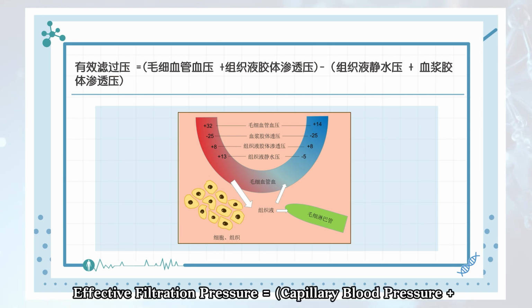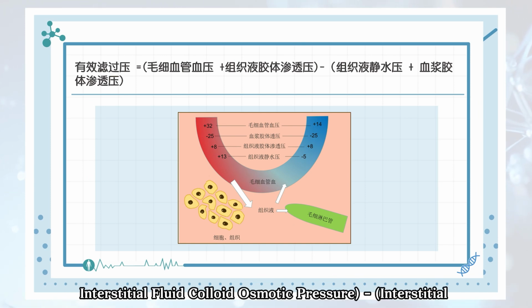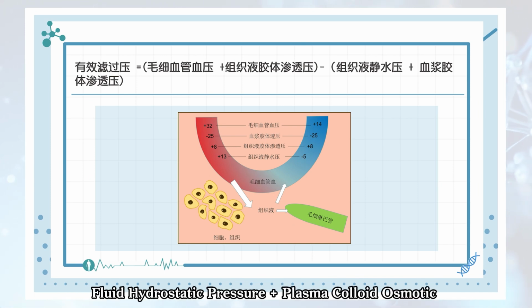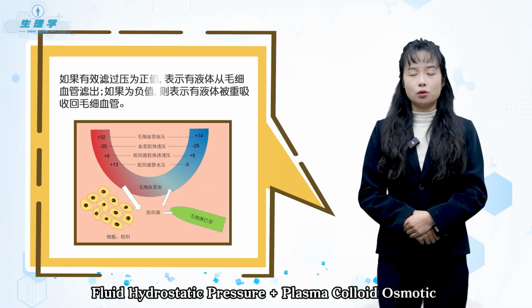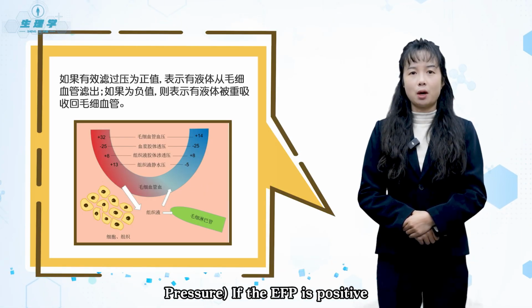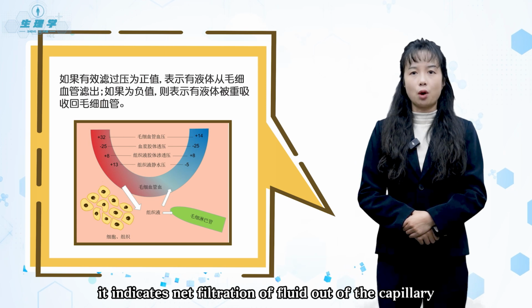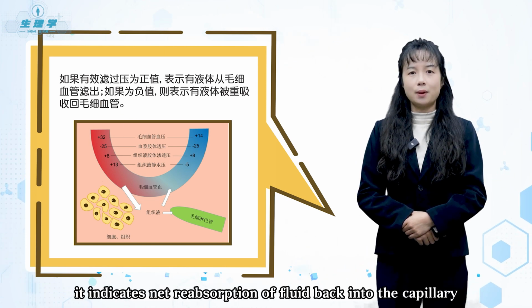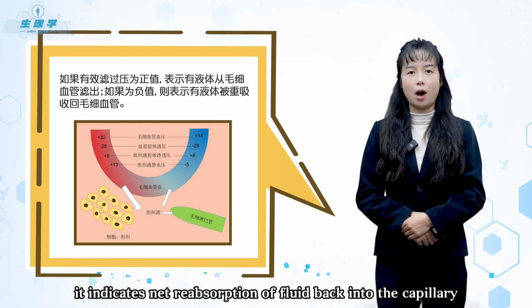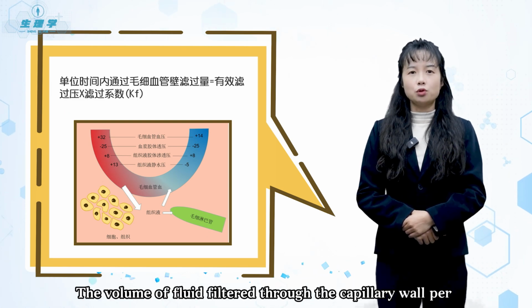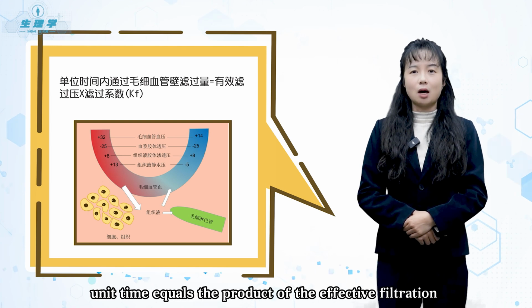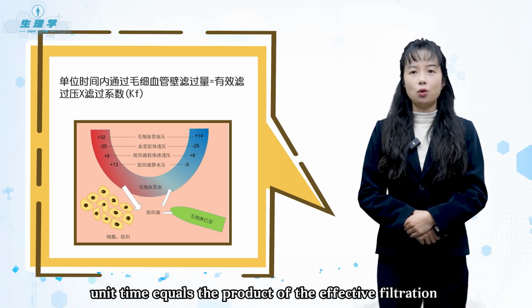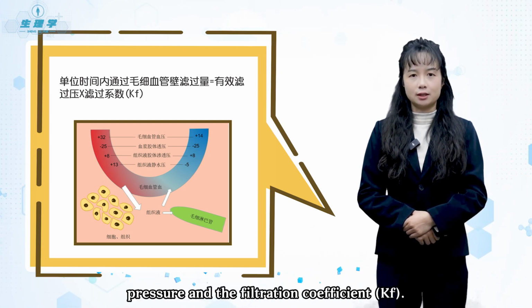Effective filtration pressure equals (capillary blood pressure plus interstitial fluid colloid osmotic pressure) minus (interstitial fluid hydrostatic pressure plus plasma colloid osmotic pressure). If the EFP is positive, it indicates net filtration of fluid out of the capillary. If it is negative, it indicates net reabsorption of fluid back into the capillary. The volume of fluid filtered through the capillary wall per unit time equals the product of the effective filtration pressure and the filtration coefficient, Kf.